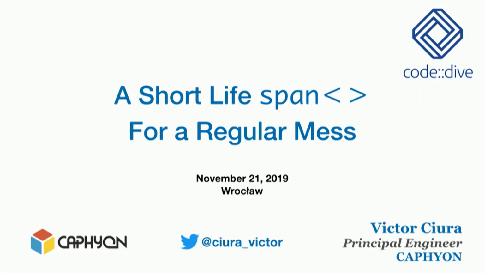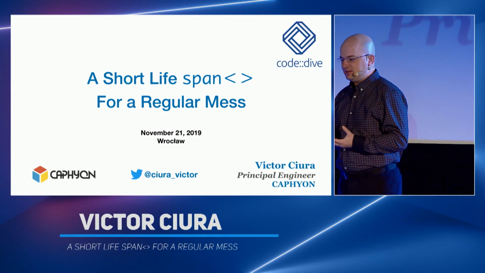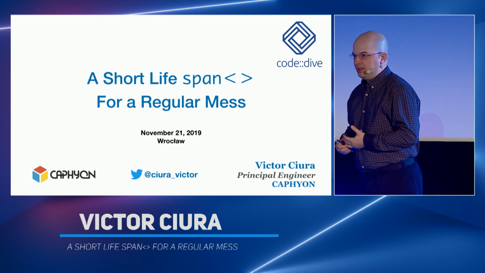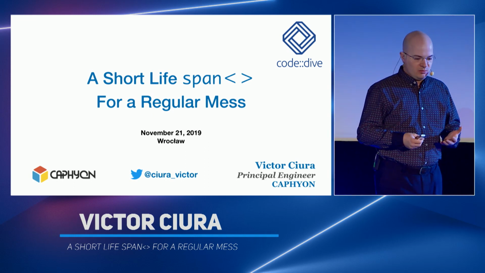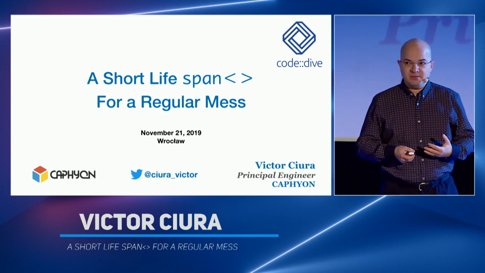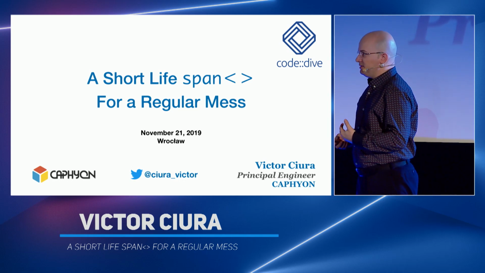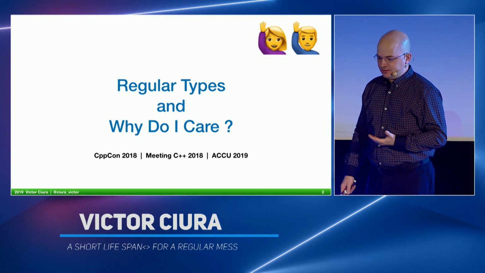So let's get started. Today we're going to talk about regular types. We're going to do a case study on span. We're going to see some problems that may arise when designing types, and we're going to see some mistakes that have been made along the way by very smart people. And we'll see what we can learn from all of this.